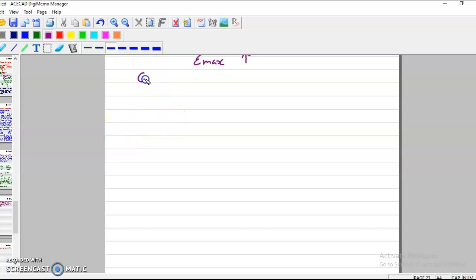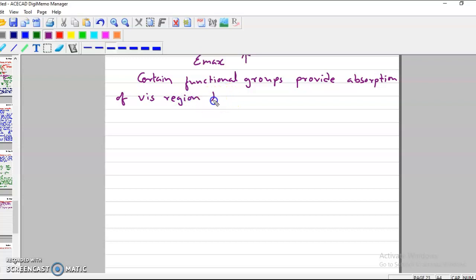Okay, see this, that certain functional groups provide absorption of visible region light, and these groups are known as chromophores. Even chromophores can absorb ultraviolet also.